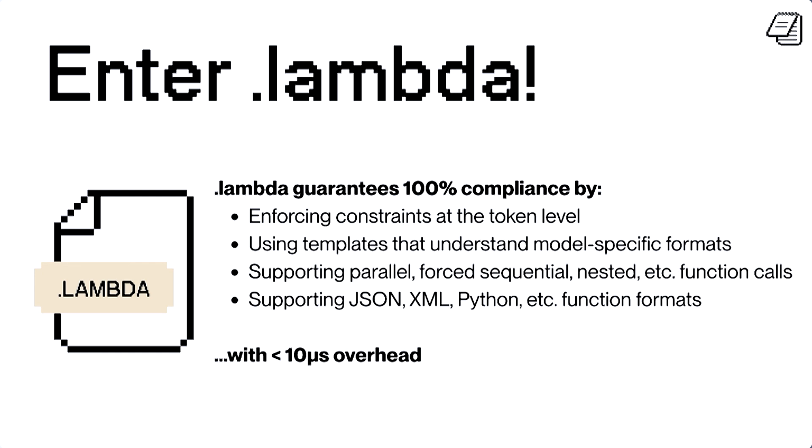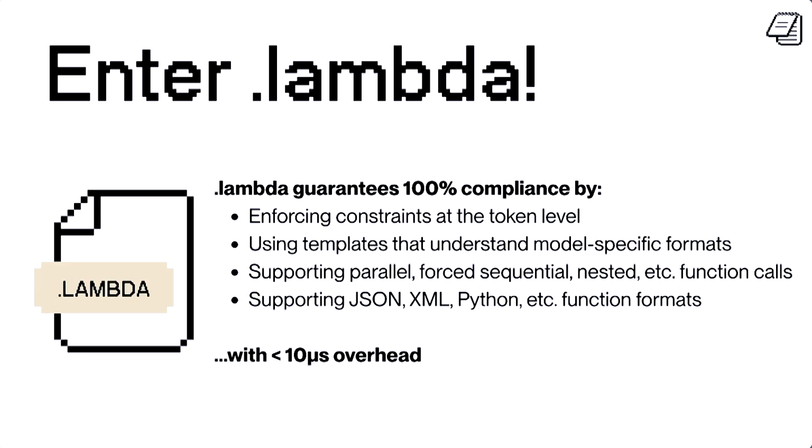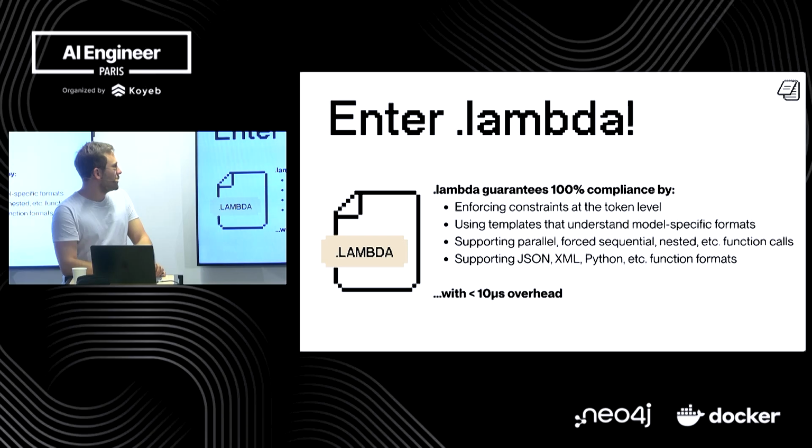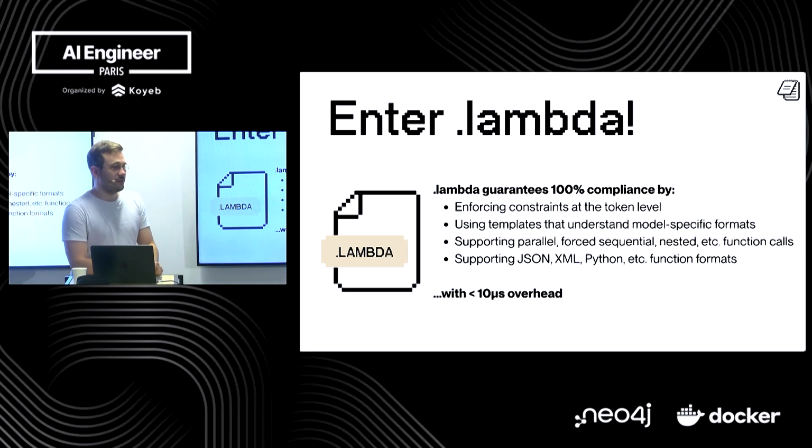But we have one that is specific for function calling, and I'll explain what it consists of and what it looks like. The way it works, it guarantees 100% compliance, not with retries or better prompting. It actually enforces constraints at the token level. We have a bunch of articles on our blog that explain how we do it, and we have an open source library that does that as well. We're using templates that understand model-specific formats, so you can specify any format that you want without having to write the parsing code and all that nonsense.